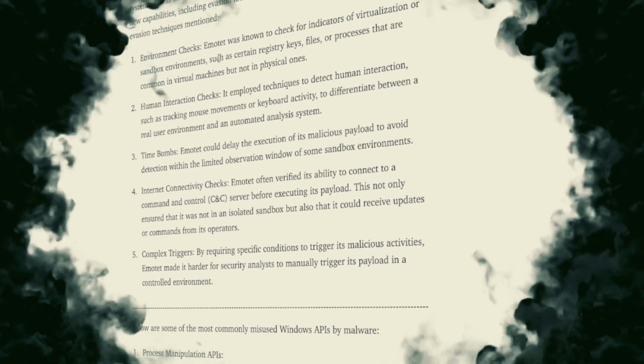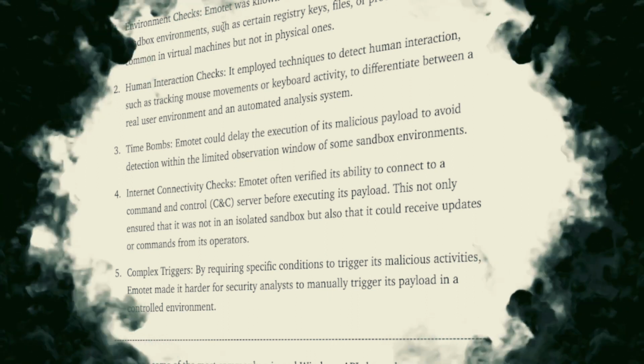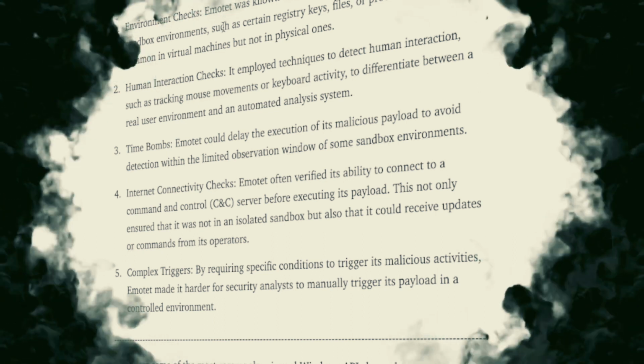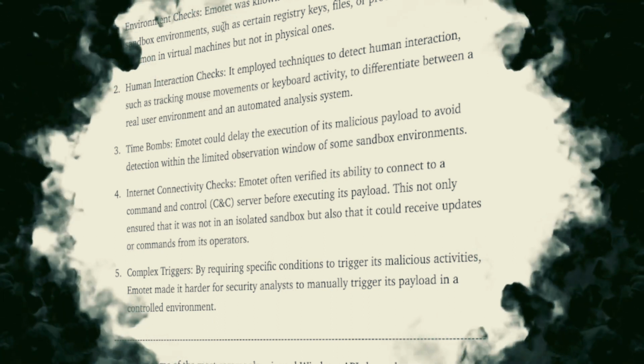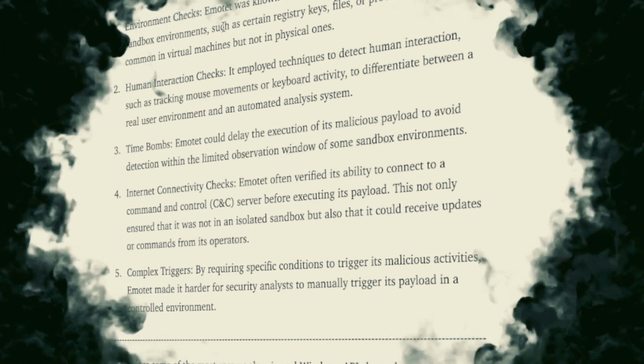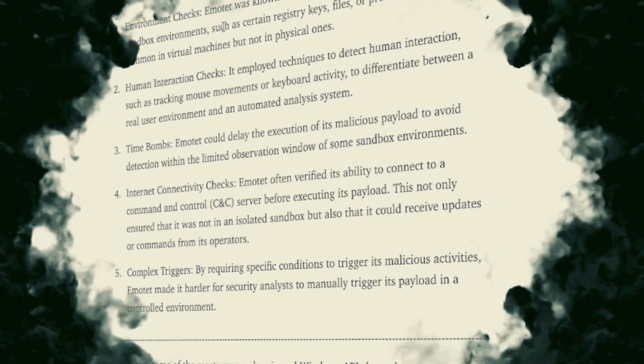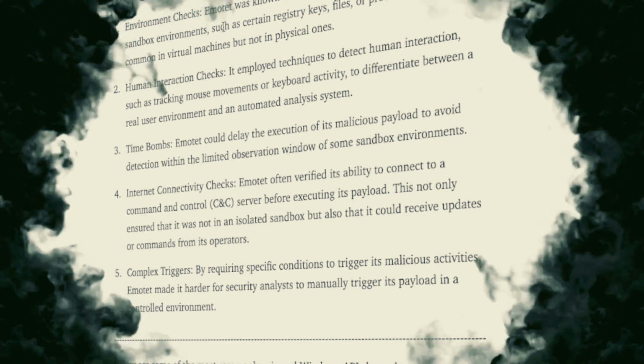Environment checks. Emotet was known to check for indicators of virtualization or sandbox environments, such as certain registry keys, files, or processes that are common in virtual machines but not in physical ones. Human interaction checks. It employed techniques to detect human interaction, such as tracking mouse movements or keyboard activity to differentiate between a real user environment and an automated analysis system.